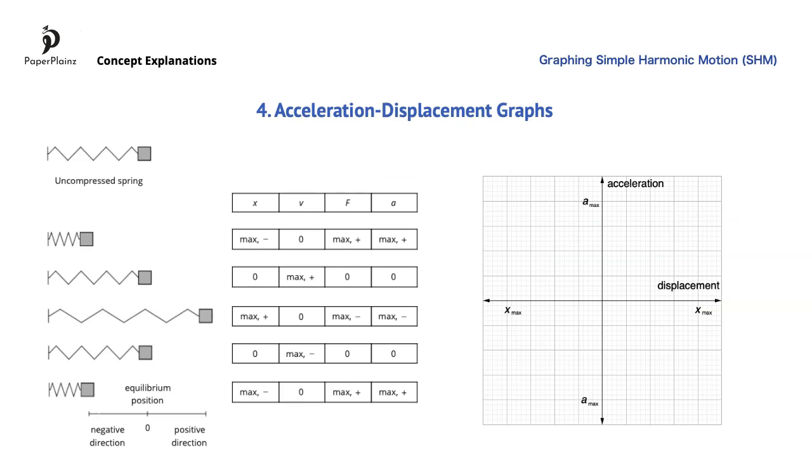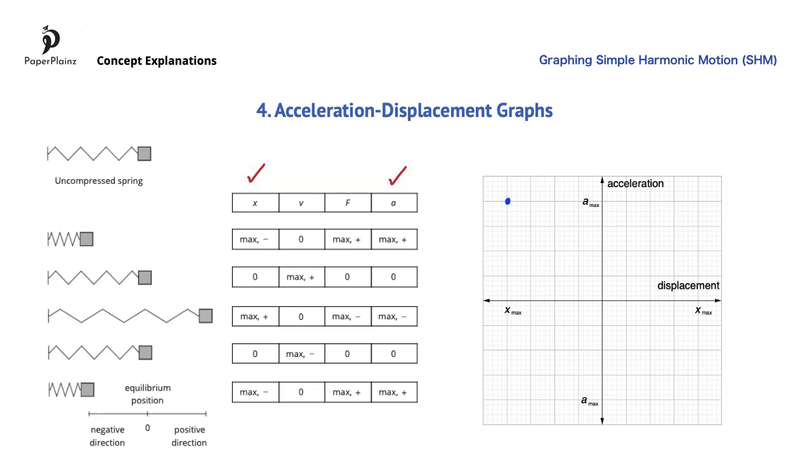Our grid looks a bit different here, but xmax and amax still represent the maximum displacement and maximum acceleration values. Let's use the first and the last columns of the table to plot this graph. In the first row of the table, when the spring is fully compressed, x, the displacement, is at its maximum negative value, while a, the acceleration, is at its maximum positive value. We can represent this moment by the following point.